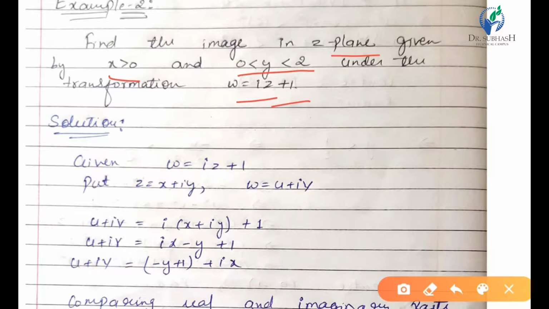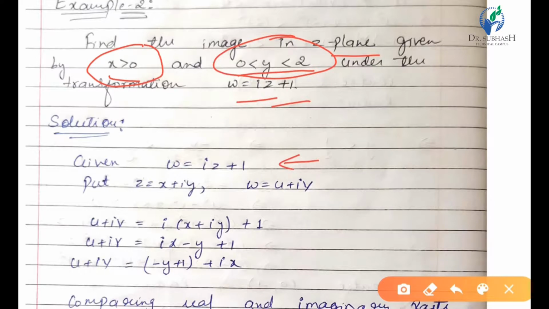Here our transformation is given as w equal to iz plus 1. Using this, we will transform x greater than 0 and 0 less than y less than 2 into the w plane. Again, first we will see what the transformation is given. We will substitute the values and then we will go to find the further images. So here it is given that w equal to iz plus 1.